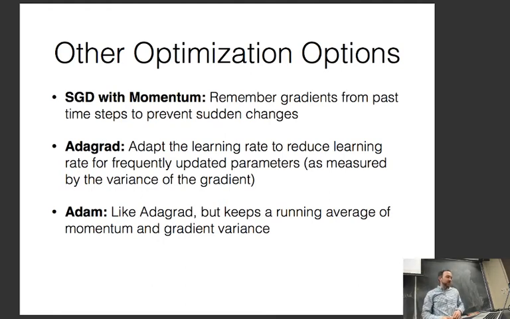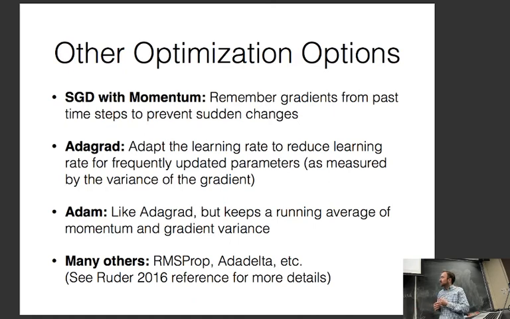It's like Adagrad, but it also keeps a running average of the momentum and the gradient variance and does appropriate adjustments there. There's tons of others, RMSprop, Adadelta. I think a lot of people have kind of stabilized on using Adam as the default, but every once in a while you see people using other ones.